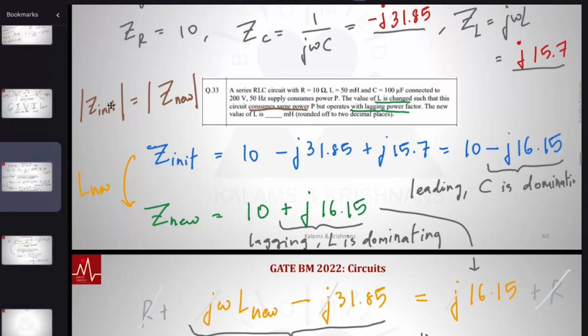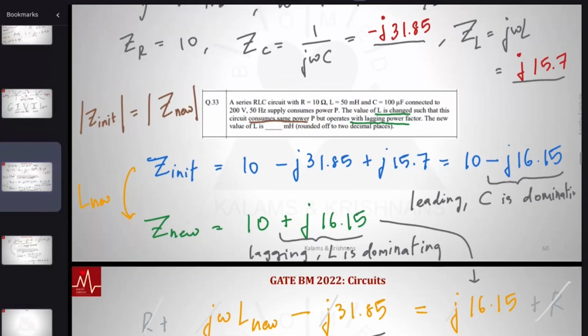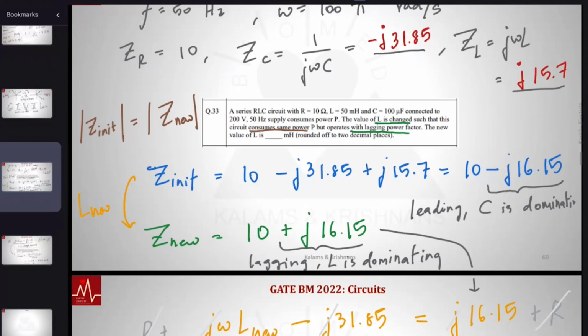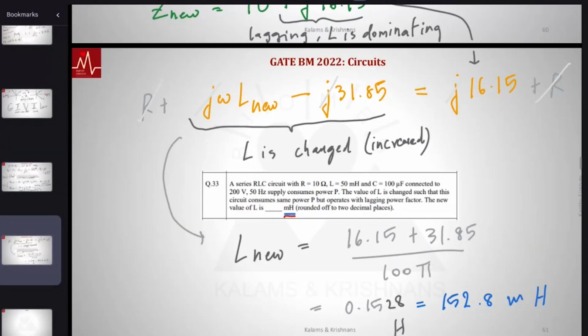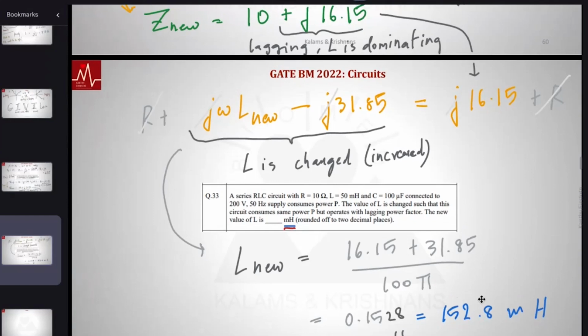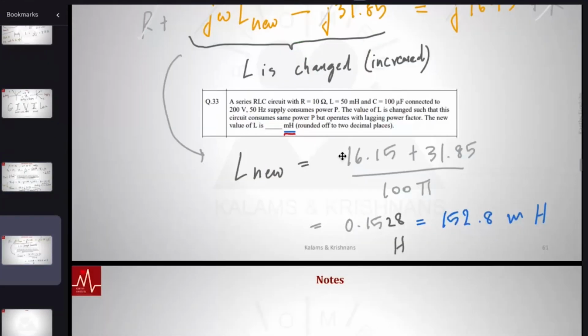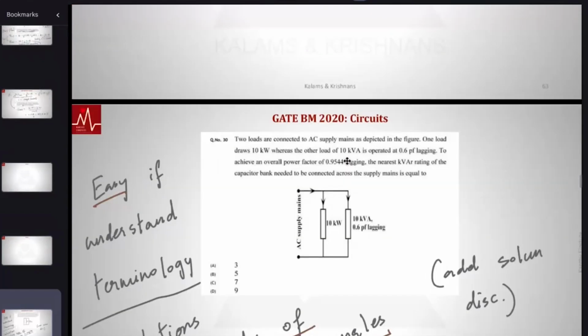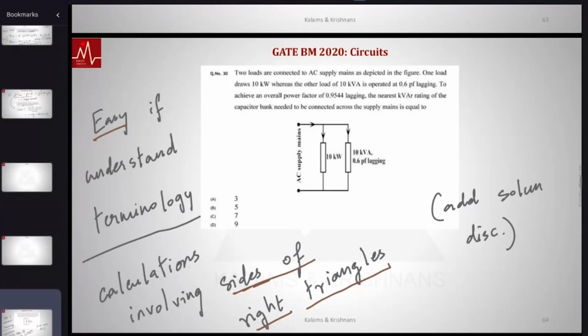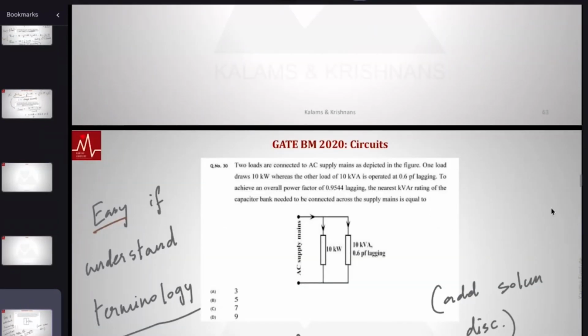It consumes the same power, the impedances are the same, but initially it is leading, the capacitor is dominating. You are increasing the impedance. Notice 50 became 152. You have increased the impedance so that it became an inductor dominating circuit, or a lagging power factor circuit. Inductor dominating is referred to as lagging power. Okay, so this is close to our scheduled time. As I already said, this question involves calculations with sides of a right triangle. Notice this power factor question keeps showing up again and again. I'll add the already discussed solution to this video before uploading it.